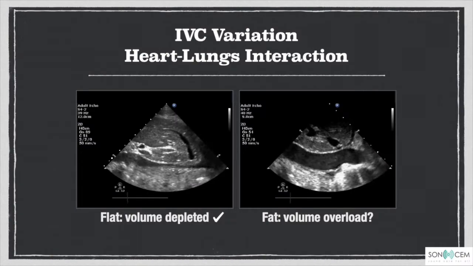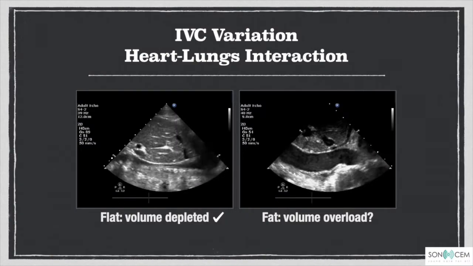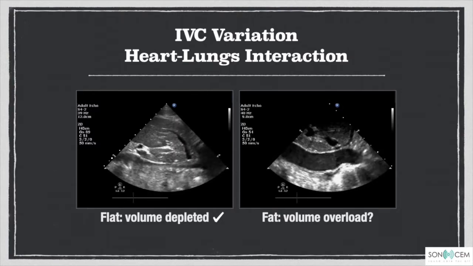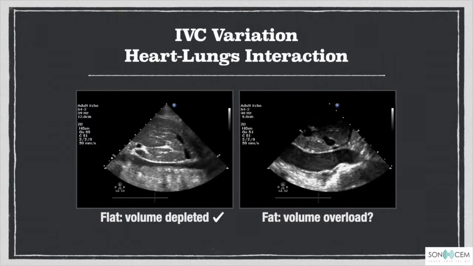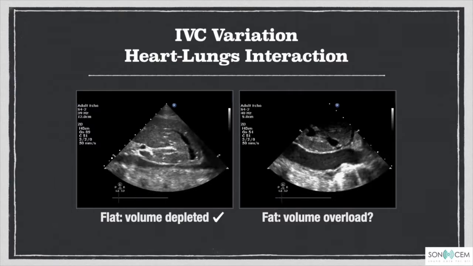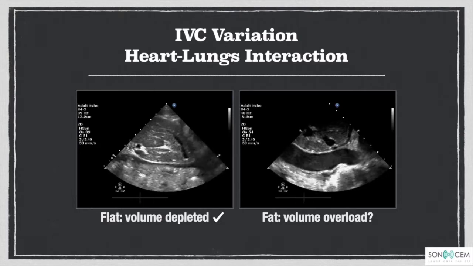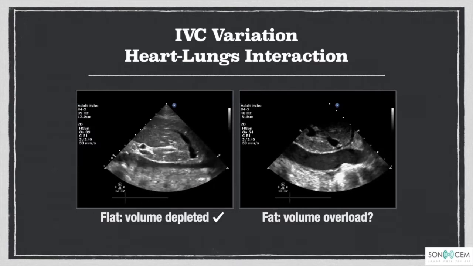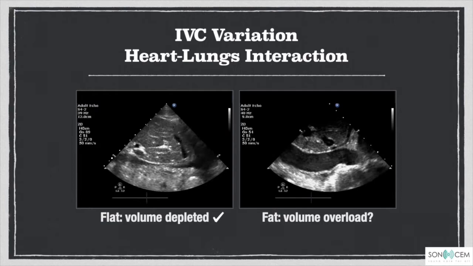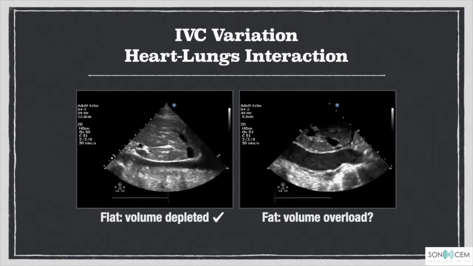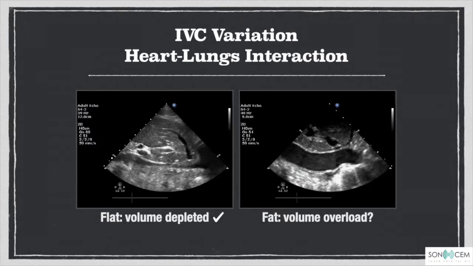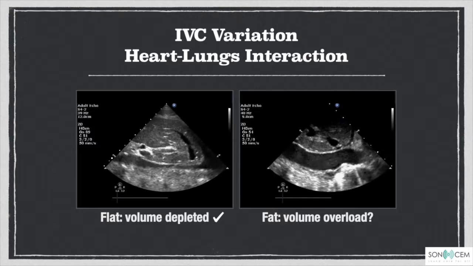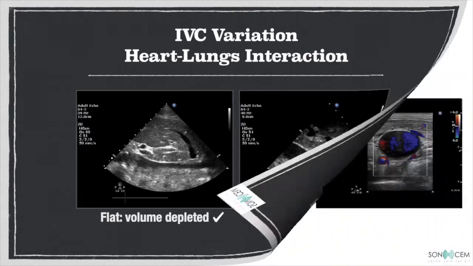Now, a flat IVC denotes volume depletion, but does a fat IVC tell us that the patient is volume overloaded? IVC size and variation is a parameter with so many caveats. It is inaccurate in pulmonary hypertension, in a patient with left ventricular hypertrophy or valvular heart disease. It is less accurate in a spontaneously breathing patient. It is actually more accurate in a passively ventilated patient with a tidal volume of 6 to 8 mL per kg. Therefore, we have to be very careful with IVC interpretation as it has a lot of influencing factors.